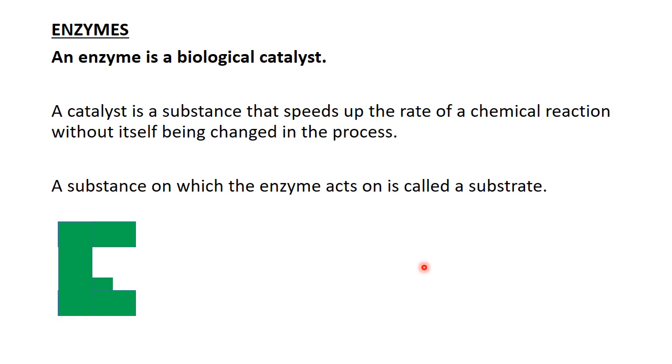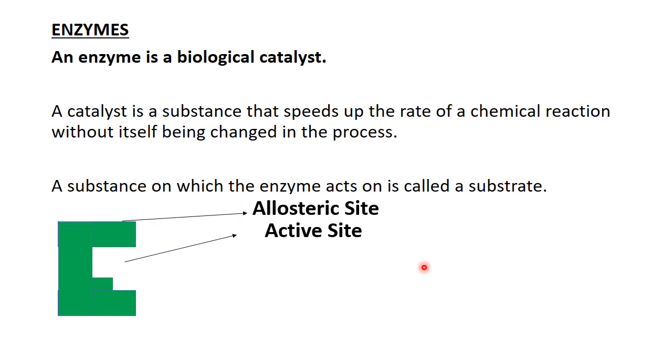An example can be something like this. An enzyme has two most important parts. The first one is called the allosteric site, and the other one is called the active site. So what's the difference between the active site and the allosteric site? By the way, this is just an example of an enzyme. It doesn't mean that all enzymes look like this. I'm not even sure if there's an enzyme that looks like this. But regardless of the shape, it has two major parts: the active site and the allosteric site.